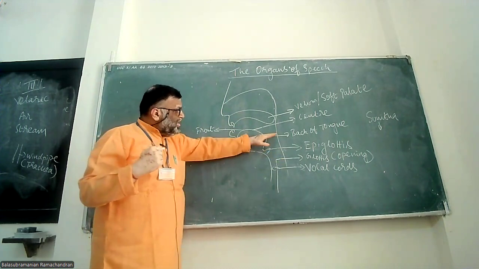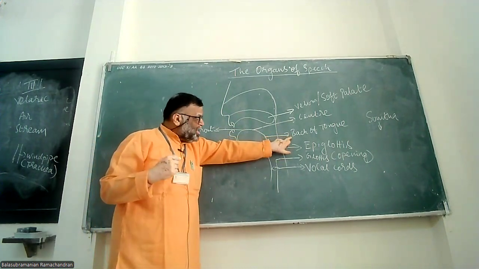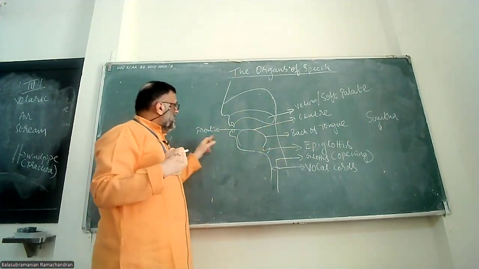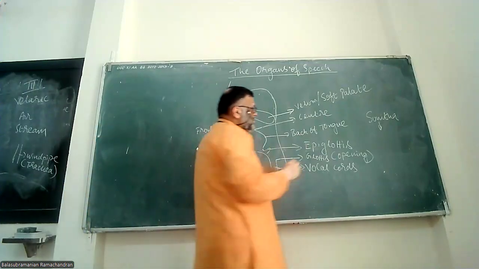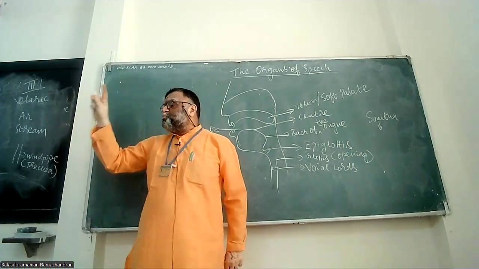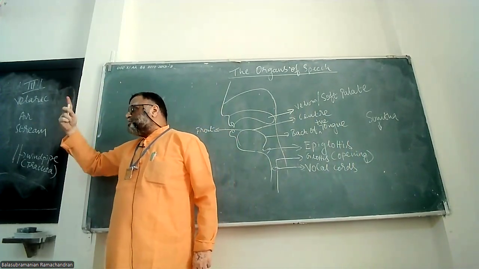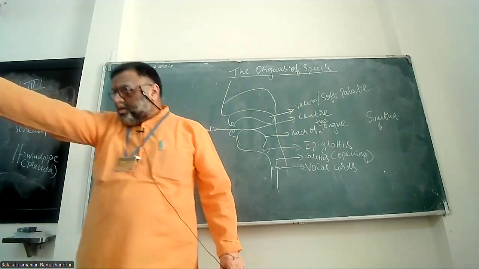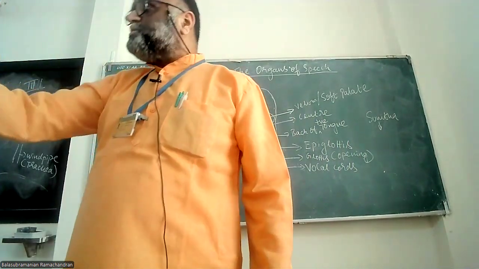Then we have the three parts of the tongue: the back of the tongue, the center of the tongue, and the front of the tongue. All these parts of the tongue are involved in the production of sound.